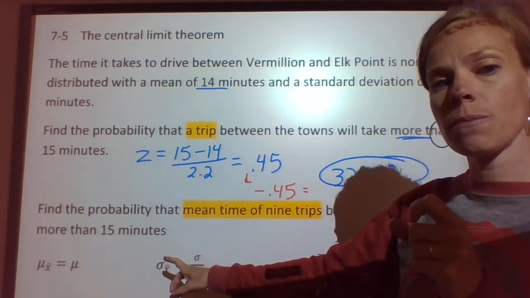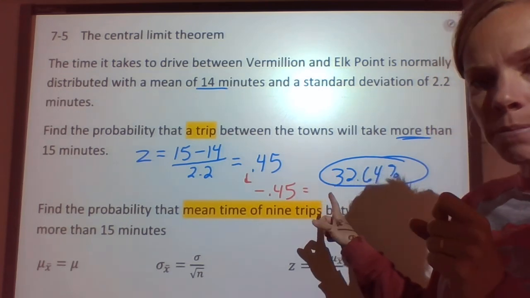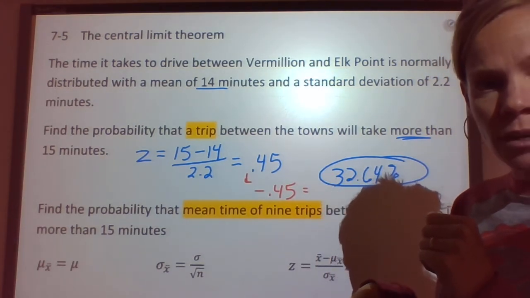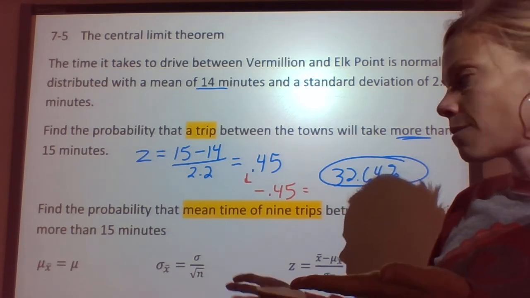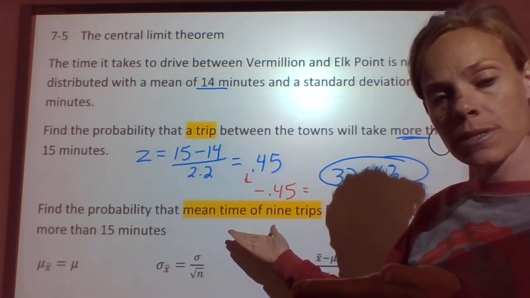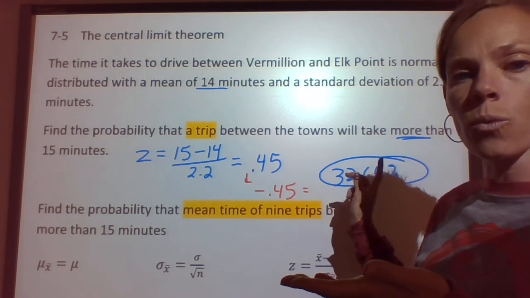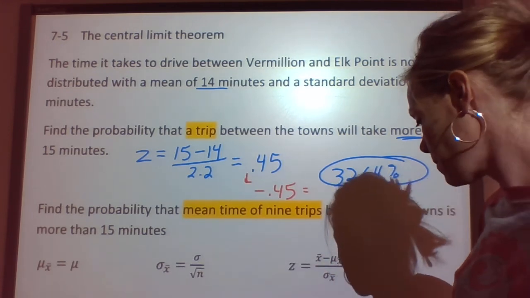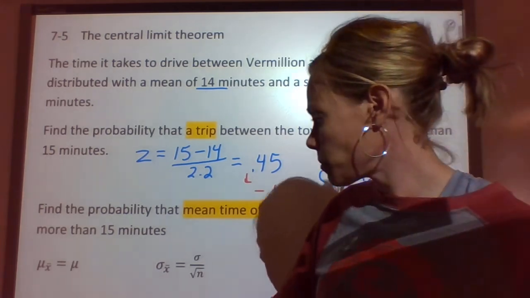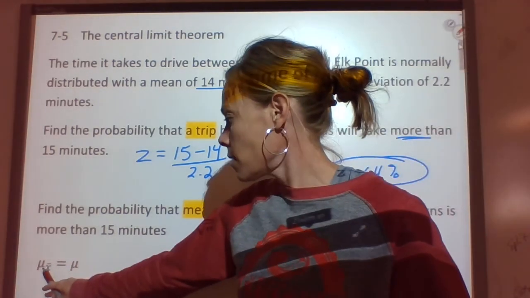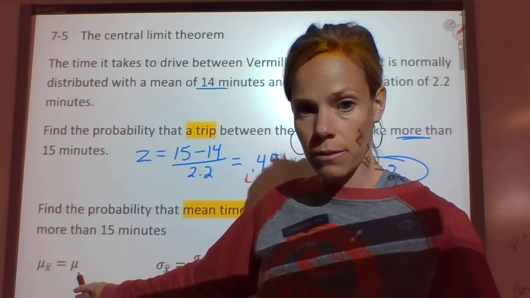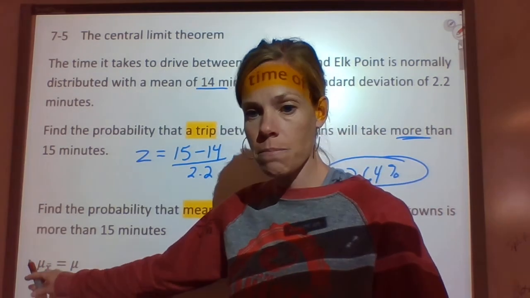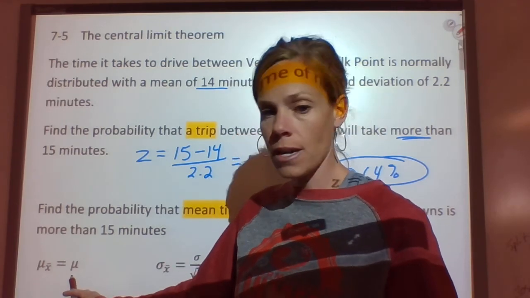Okay, so think about this. Should the probability be higher or less than 32%? Do you think it's more likely for the average of 9 trips to take me 15 minutes or one trip to take me 15 minutes? Well, let's find out, okay? So here's the new part. Your mean is still going to stay your mean. This means the mean of the average of these 9 trips is staying the average.